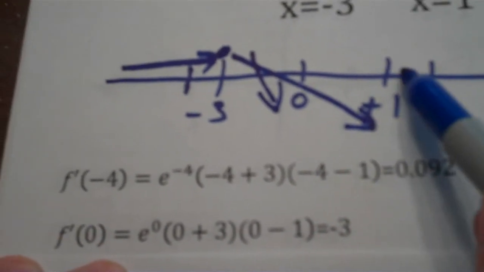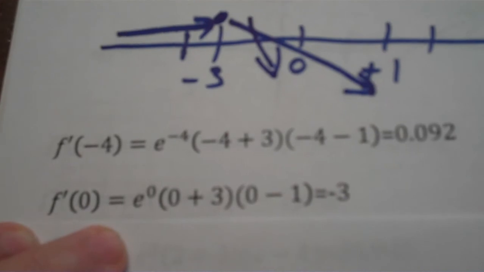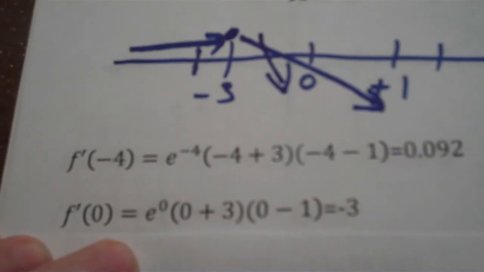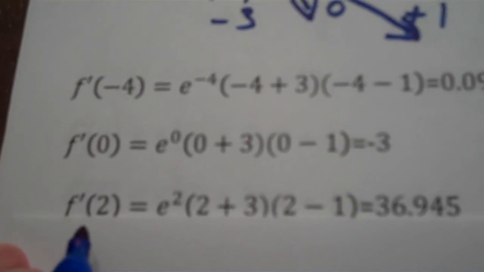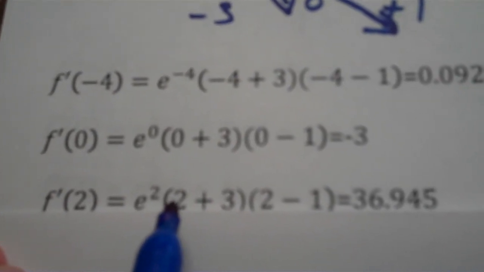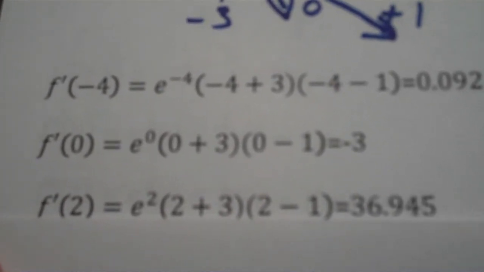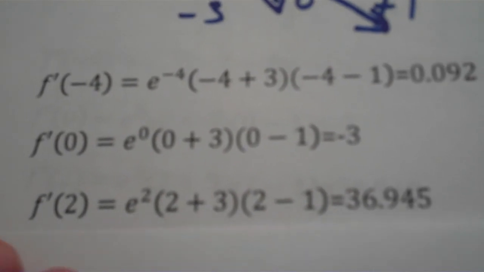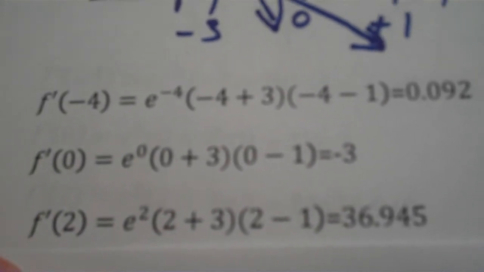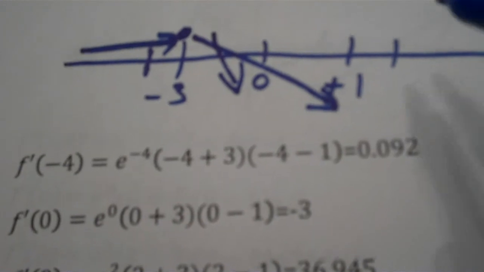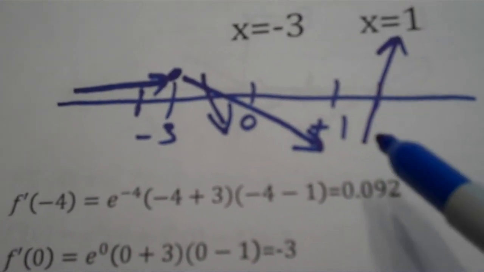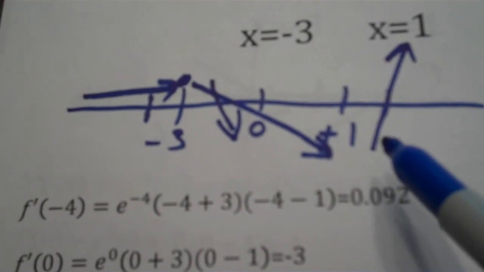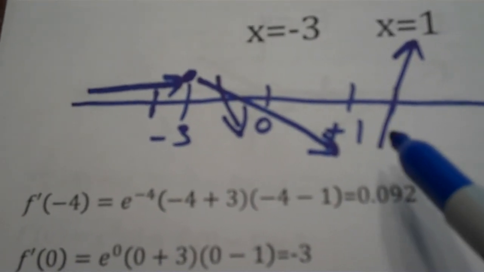Now let's figure out what's going on at positive 1, or excuse me, at 2. And I put 2 into my function, and I get e^2 times (2 + 3) times (2 - 1), which gives me 36.945. Now again, that kind of indicates that it's going up very steeply at that point, but the thing I want you to notice is the important part is it's positive, so it's definitely going up.